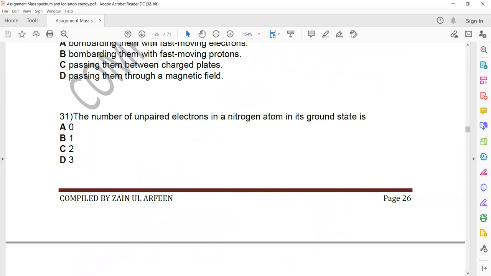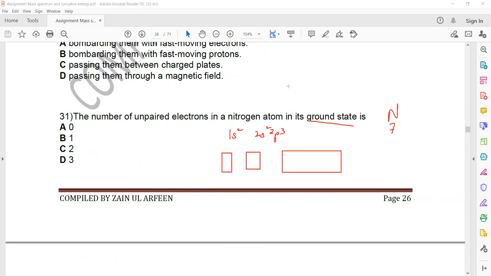Then the number of unpaired electrons in a nitrogen atom in the ground state. So nitrogen atomic number is 7, electronic configuration 1s2, 2s2, 2p3. So when we represent electrons in a box model, first shell, there's a pair of electrons, then a pair, and then singly. So how many unpaired electrons are there? You can see 1, 2, and 3. That's why D will be the right answer.